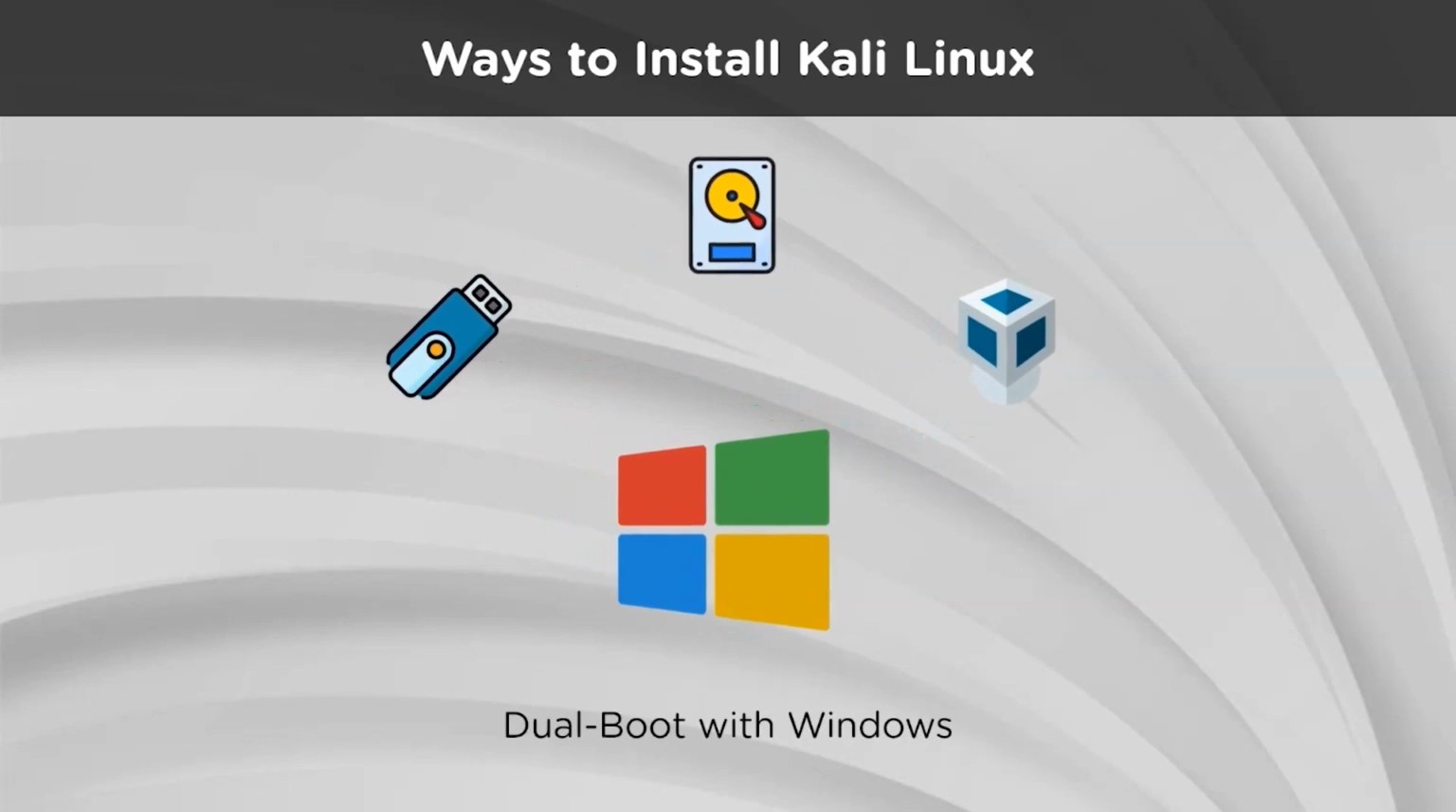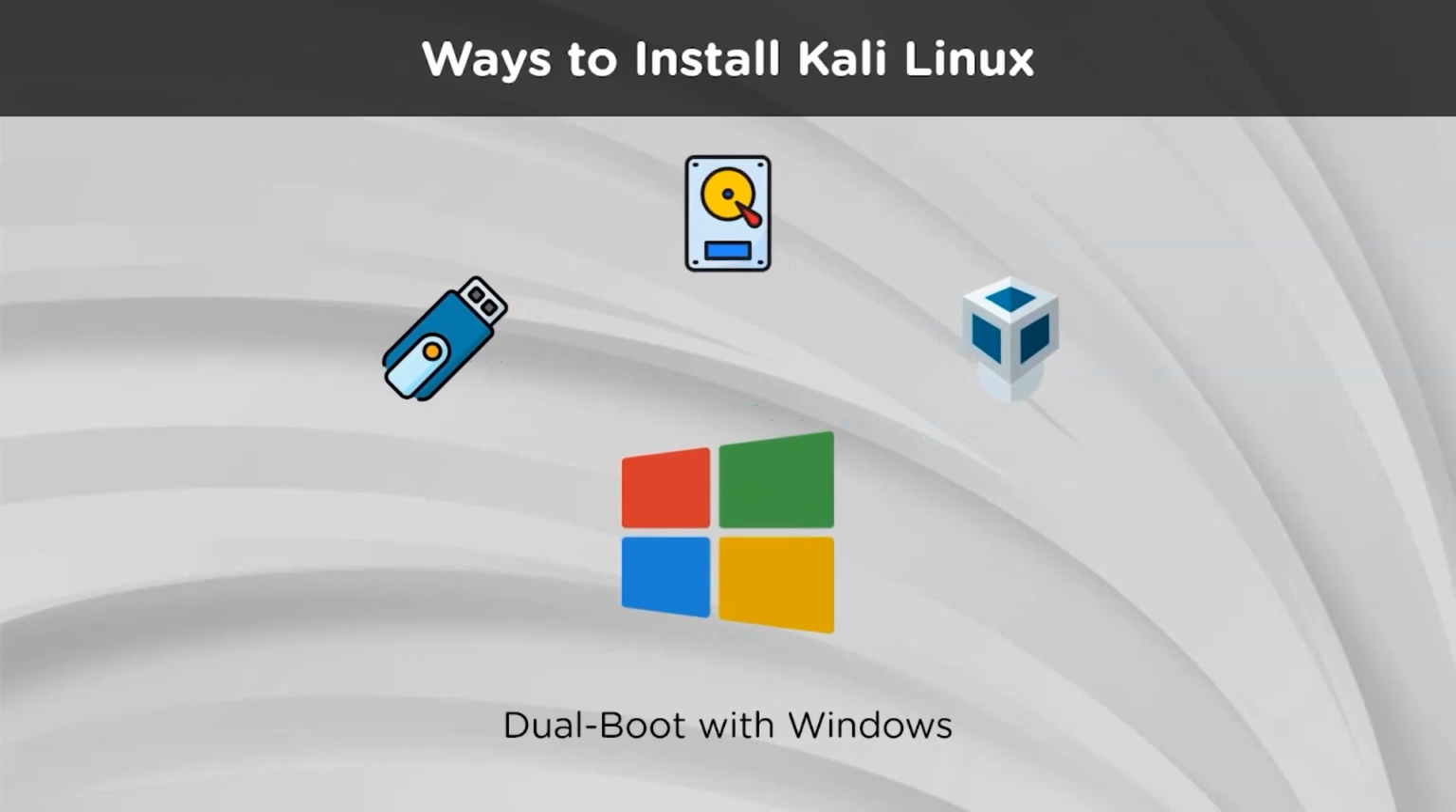The final way to install Kali Linux is by using a dual boot system. To put it in simple words, the Kali Linux OS will not be overwriting any pre-installed operating system on a machine, but will be installed alongside it.